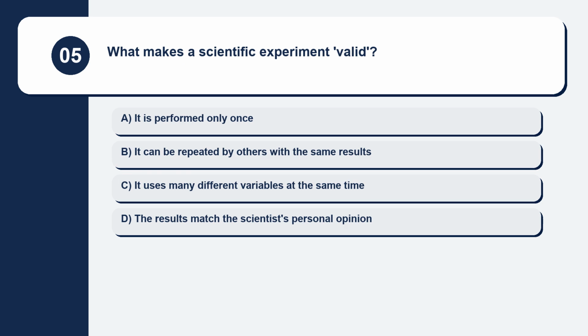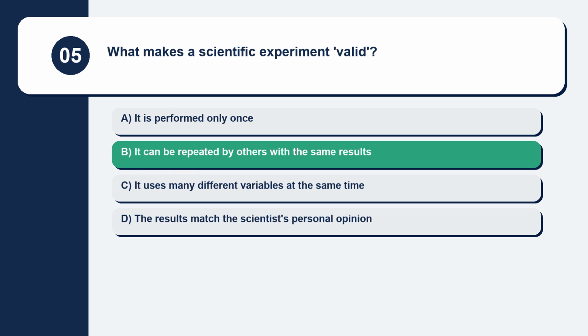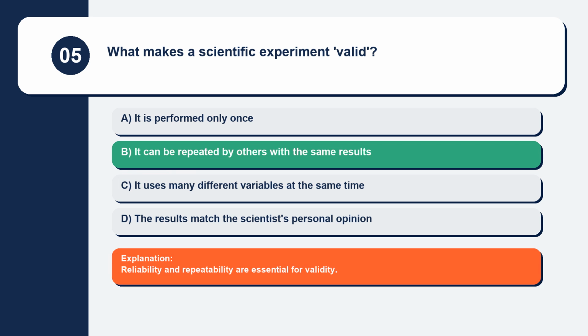Question 5. What makes a scientific experiment valid? It is performed only once. It can be repeated by others with the same results. It uses many different variables at the same time. The results match the scientist's personal opinion. Reliability and repeatability are essential for validity.